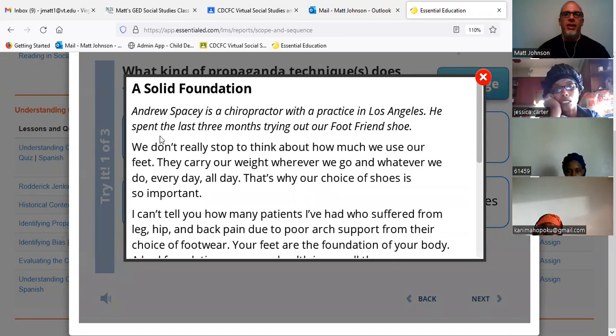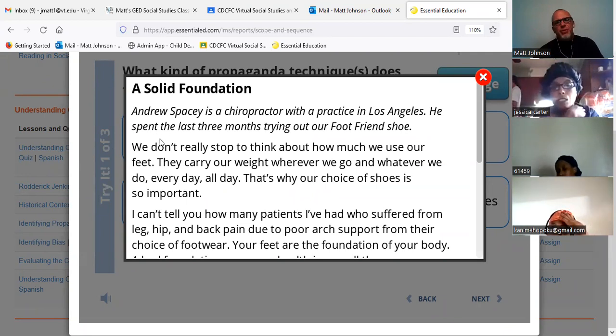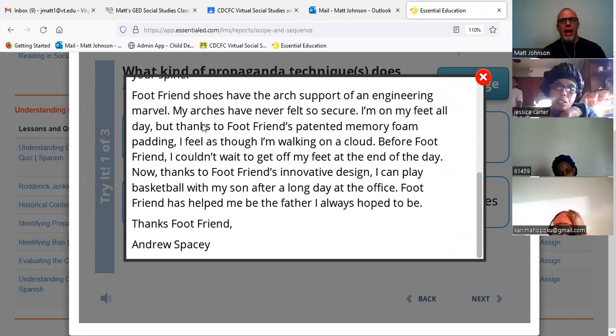So, here, basically we understand right away that there's a testimonial because we have a doctor speaking about a product. It's really in this last paragraph that we hear the glittering generalities, right? Just like we were talking about any type of strong language when we came across that yesterday, we're talking about point of view or opinions and things like that. So engineering marvel, right? That's high praise for a shoe.